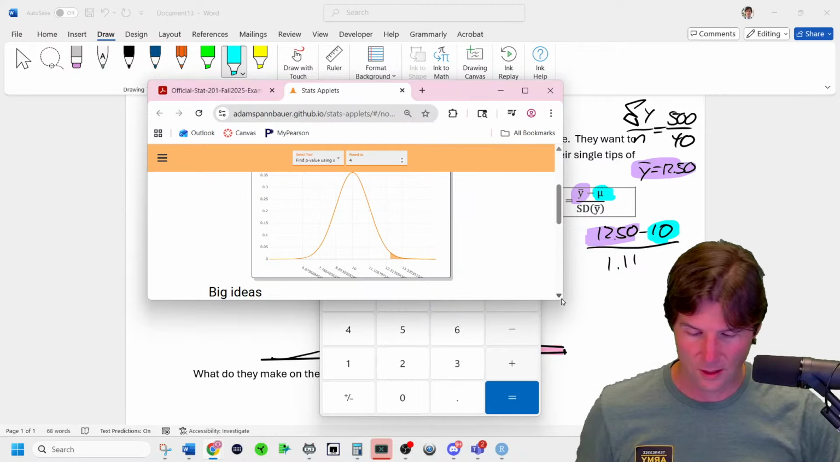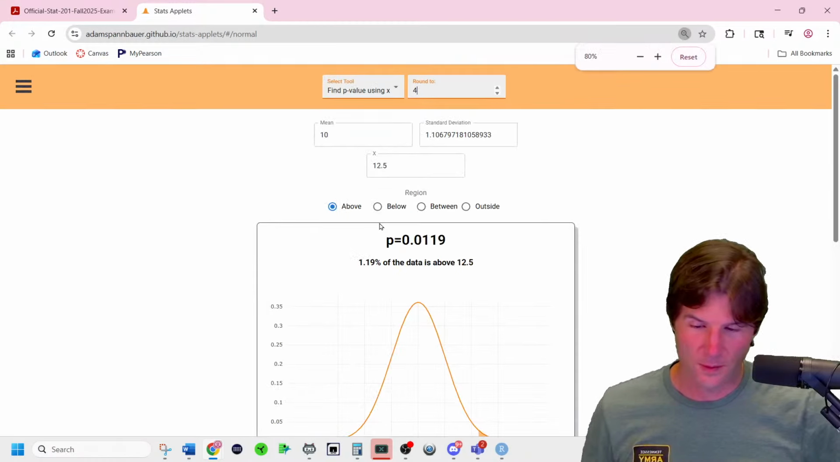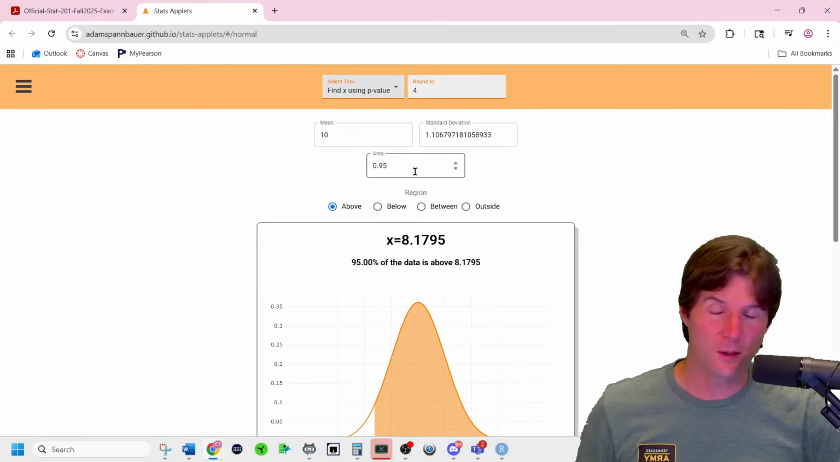Which one do you want to do? What's the best 5% of weekends? With the best 5% of weekends, that's going to be the top 5% of the curve. So we'd go over here and find x using the p-value. Now, this is what they would make on average, but remember they're working with 40 tables. So we take this value and multiply it by 40, because that was what they make on average, but it's on 40 tables.